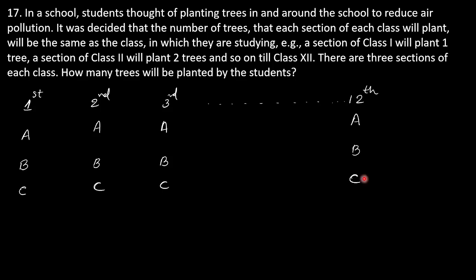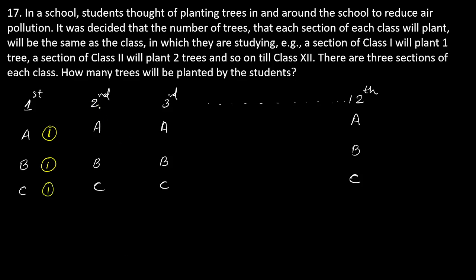It says that a section of class 1 will plant 1 tree. A section means a division. A division of class 1 will plant 1 tree. Meaning that the 1A batch will plant 1 tree. 1B batch will plant 1 tree. 1C batch is there, 1C batch, 1 plant.